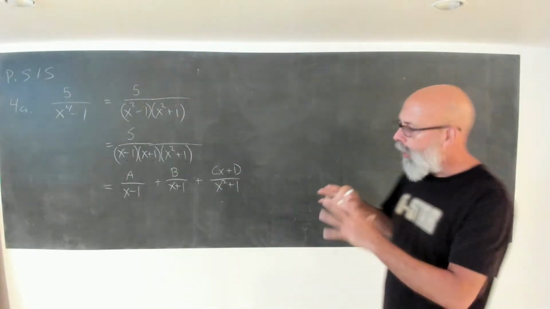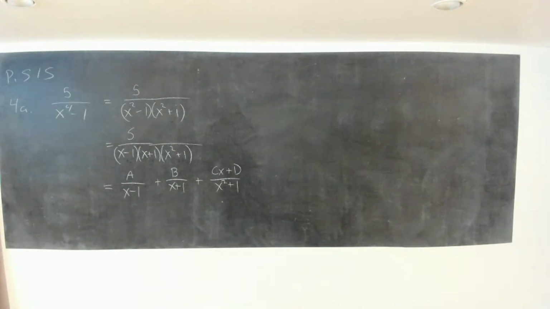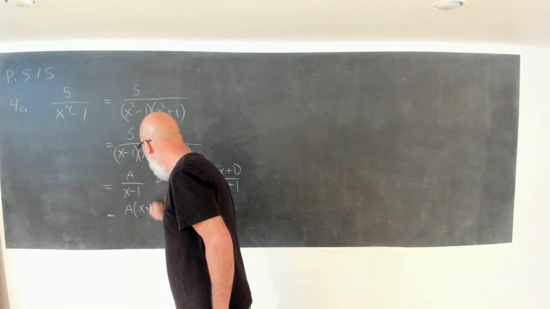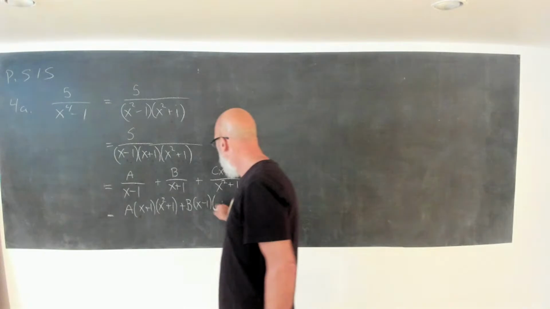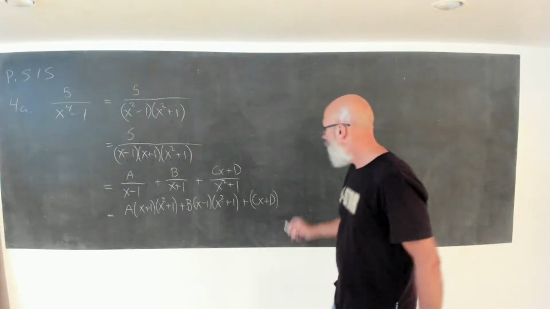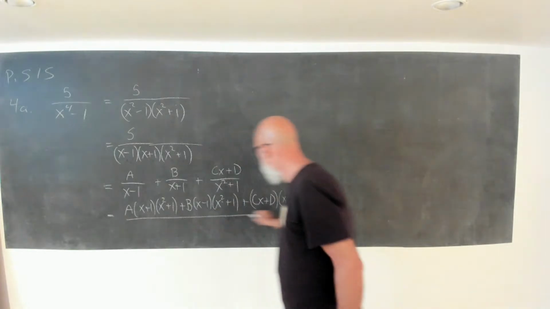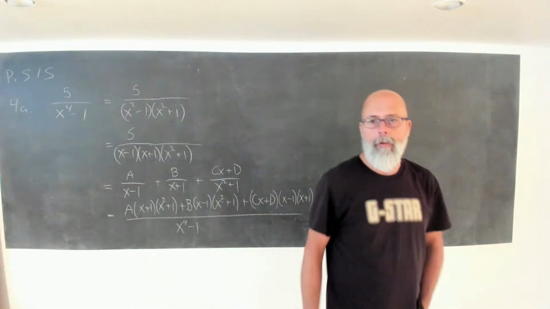Take a moment, rewrite that over a common denominator, and then we'll equate the numerators. So this is A(x plus 1)(x squared plus 1), plus B(x minus 1)(x squared plus 1), and finally (Cx plus D) times (x minus 1)(x plus 1). The whole thing over the original denominator.